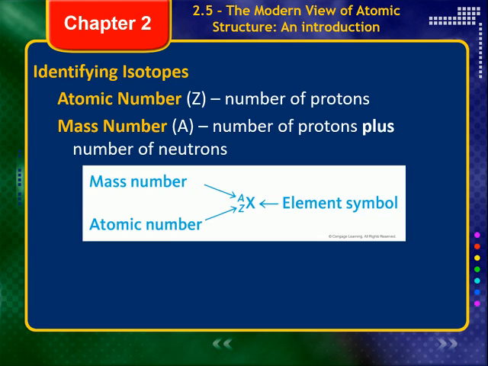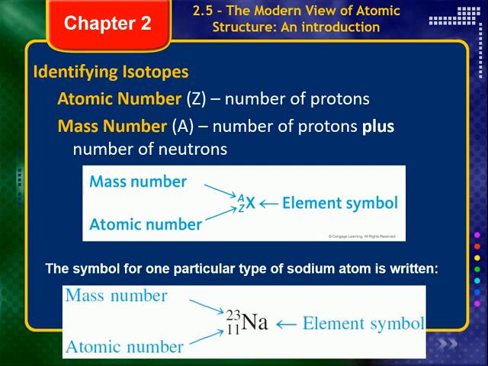So here's a representation. We have some random element X. That's the elemental symbol. The mass number, A, the number of protons plus the number of neutrons, is going to go on top. The atomic number, Z, is going to go on bottom. So if we're looking at sodium right here, this is a certain isotope of sodium. We have the elemental symbol Na. The mass number here is 23. The atomic number here is 11 because there are 11 protons. And to get up to 23, we must have 12 neutrons for a mass number of 23.